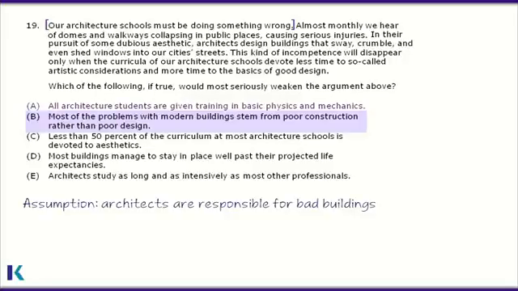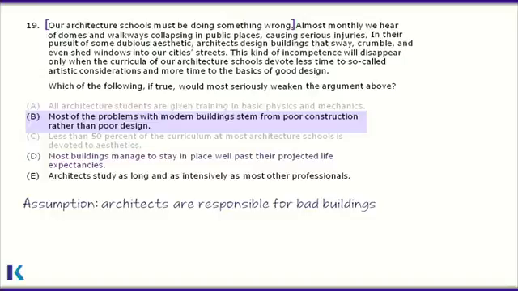A is outside the scope of the stimulus. Even if students are currently instructed in basic physics and mechanics, they may not be spending enough time learning good design principles. So A is incorrect. And C is incorrect as well. The stimulus doesn't indicate how great a percentage of time spent studying aesthetics would be too much. It's possible that this author would say that less than 50% is still too much.